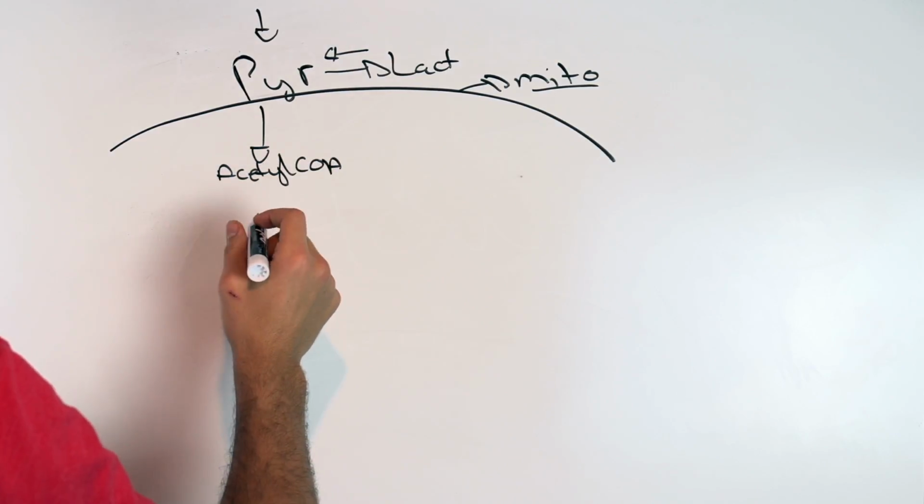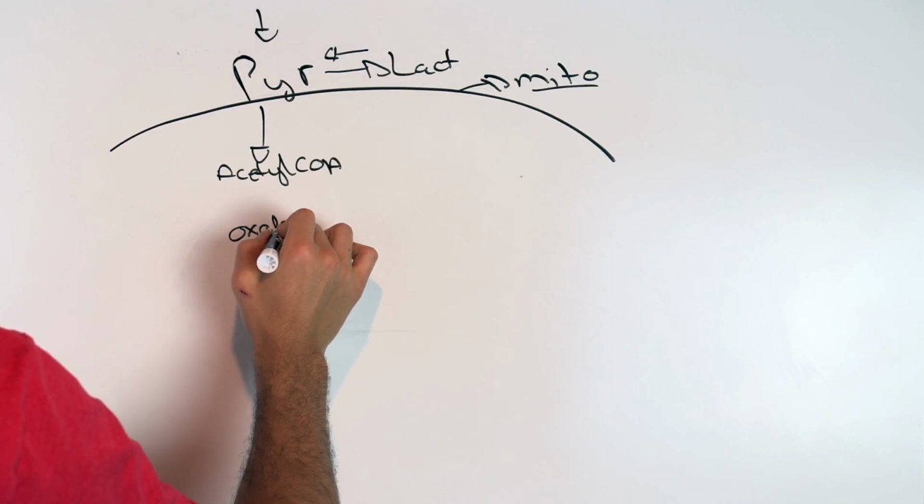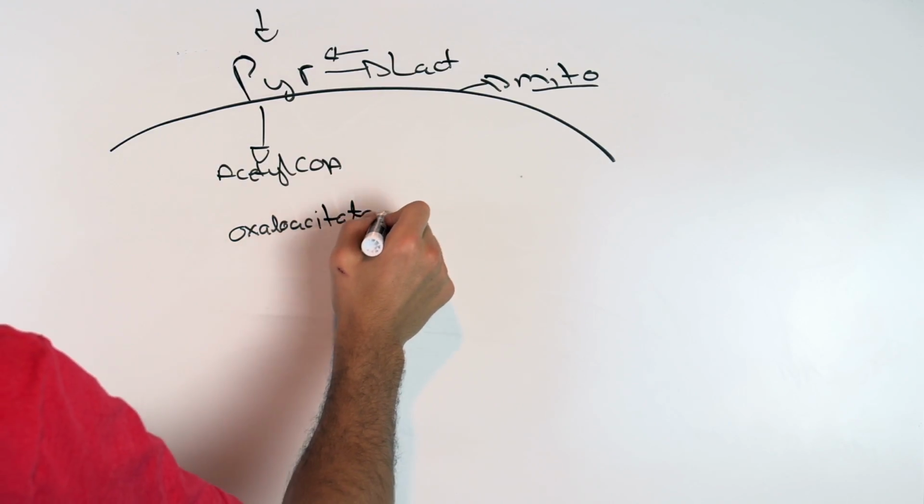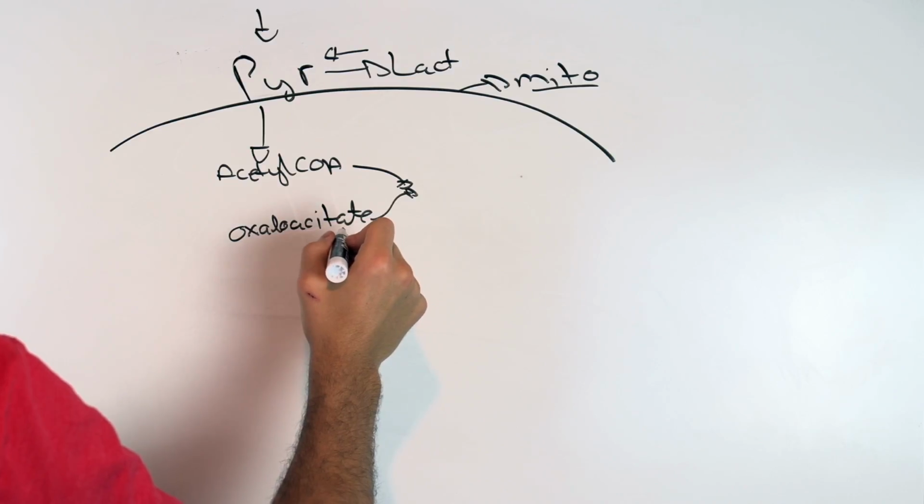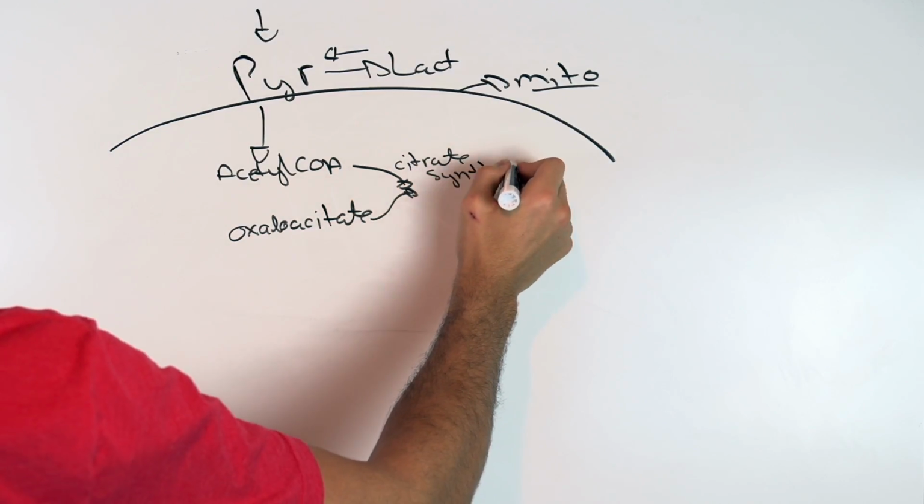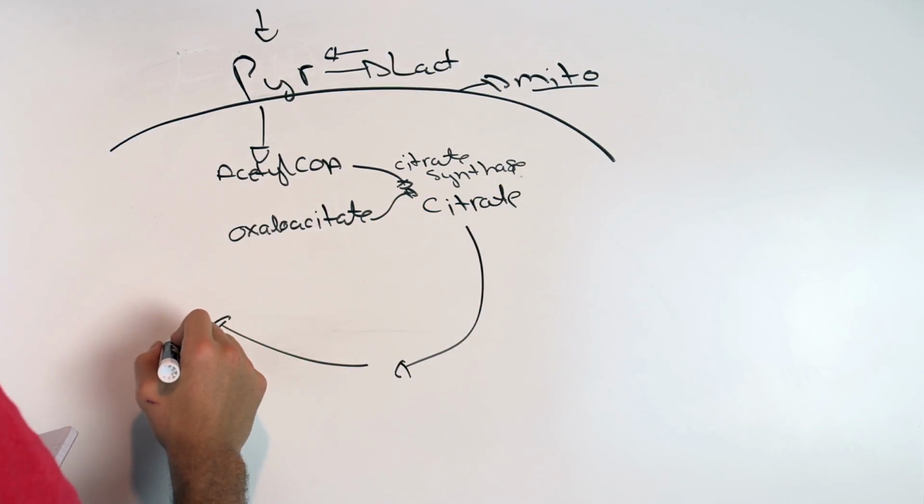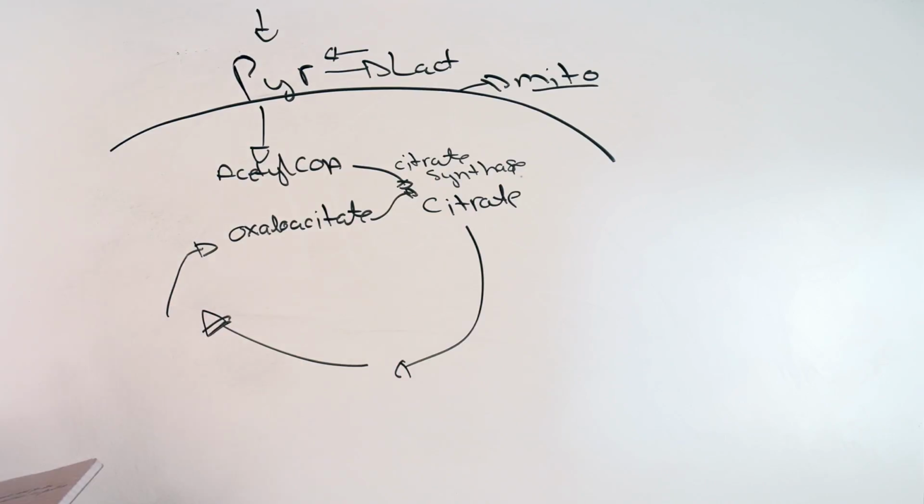Once this occurs, the acetyl-CoA that is now in the mitochondria and the oxaloacetate that is part of Krebs cycle, these two will join together with the help of an enzyme that will just speed up the reaction, called citrate synthase. This will produce citrate, which is also another word for Krebs cycle, called the citrate cycle.